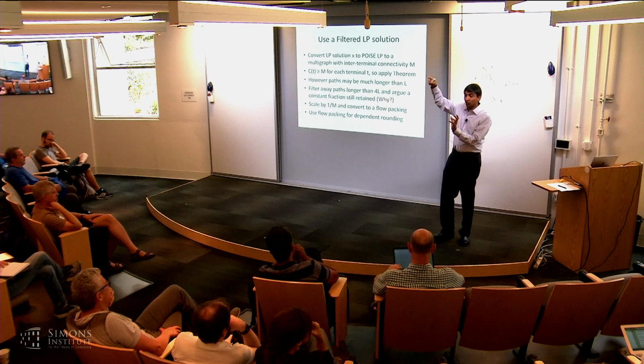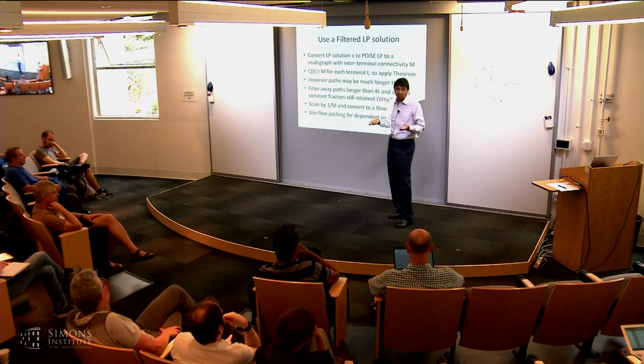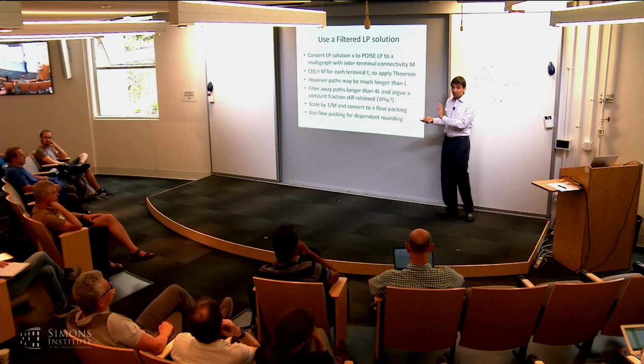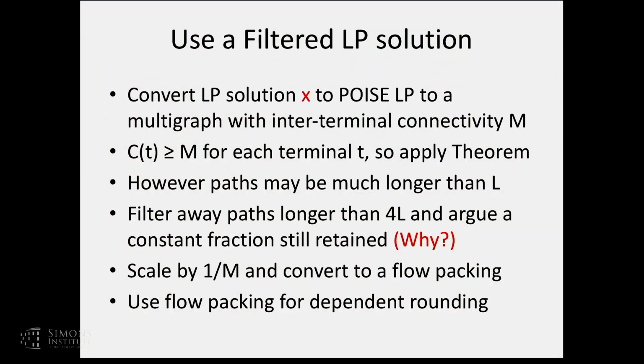Okay, so now what's the isolating cut from any terminal to any other terminal? It's m. Okay, so now what should I do? Well, I have to be a bit careful because these t paths may be really long and I want my paths to be short. But we know how to deal with that. Just filter the long ones away. Take away the paths which are longer than, say, 4 times L. Okay, you'll still have 3/4 of the flow left, right?